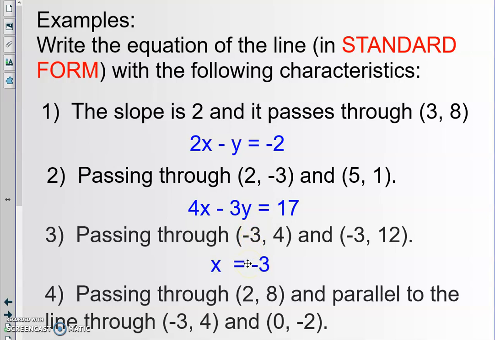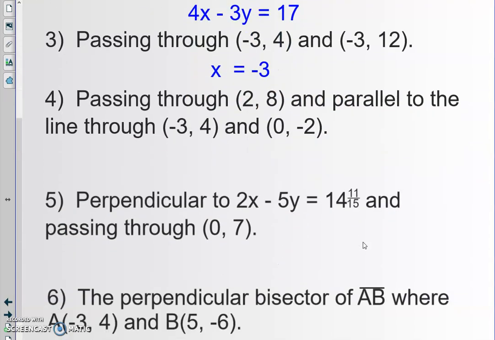Number 3, actually, I should be honest, I didn't do any work for number 3. I could tell that this was a vertical line and x was always going to be -3. Sometimes it helps to think through the problem. Here are the answers for the rest of them.